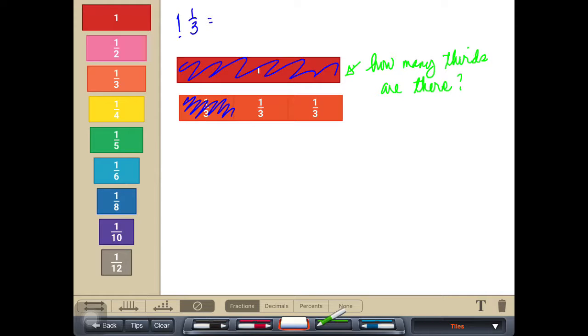Not actually just 1 whole, but the 1 and 1/3. Now, we turn our 1 whole into thirds first. So there will be 1, 2, 3/3. Therefore, our 1 whole became 3/3. But let us not forget that we also have 1/3 here. Therefore, 1 and 1/3 is equal to 4/3.